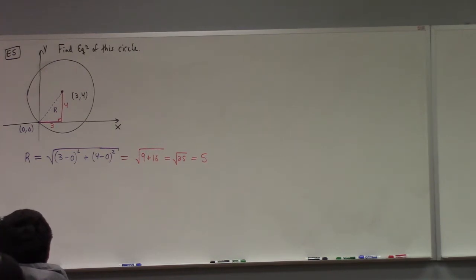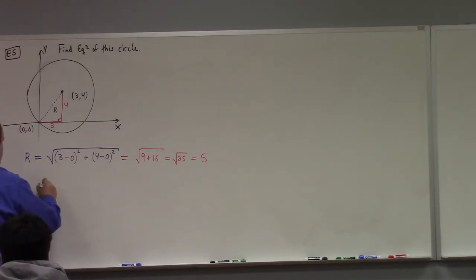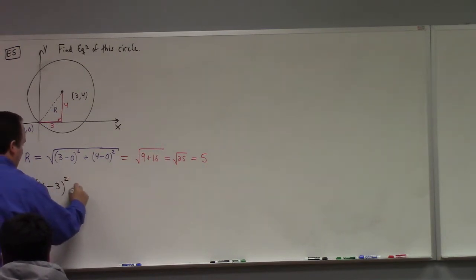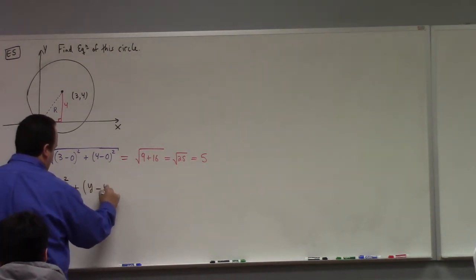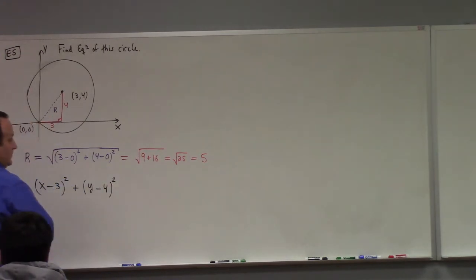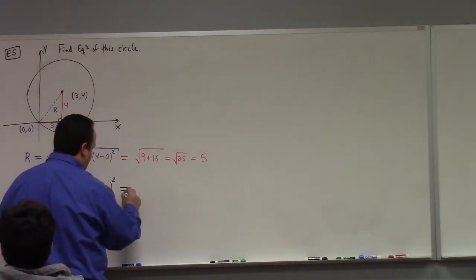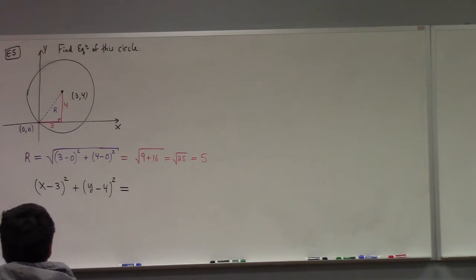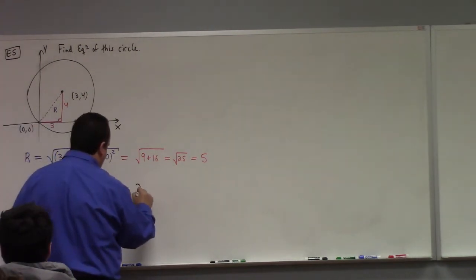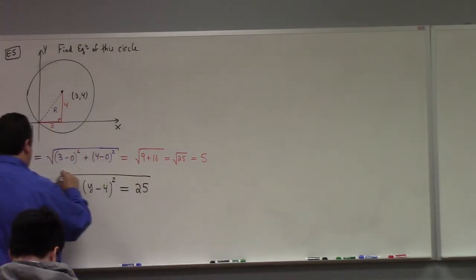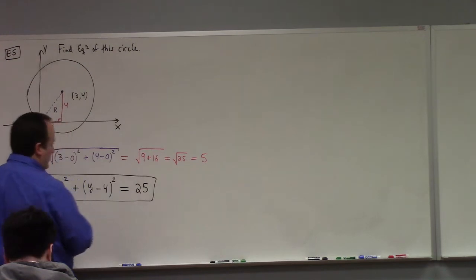What's the equation? So we got (x minus 3) squared plus (y minus 4) squared equals what? 5 squared, otherwise known as 25. So there you go. That is the equation of the circle that we desired.